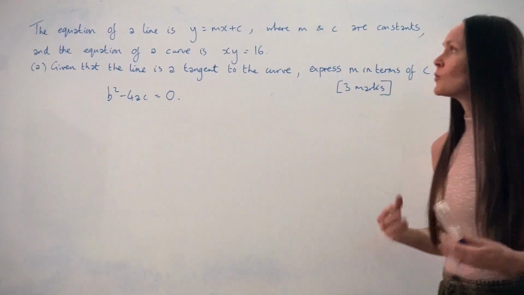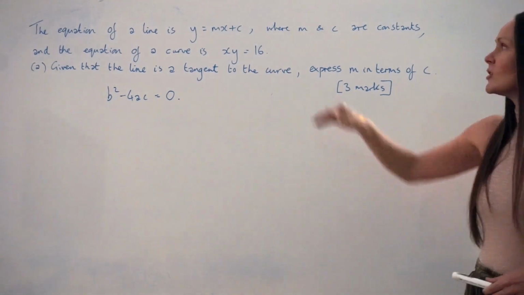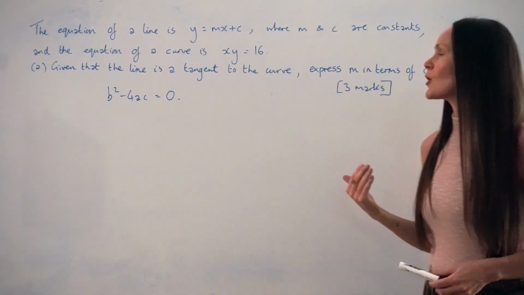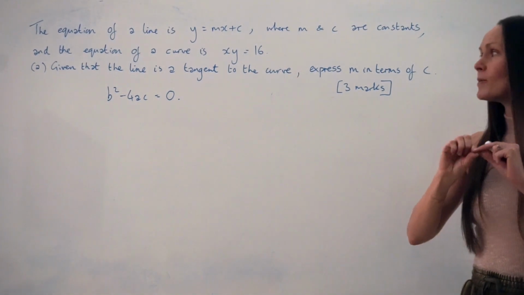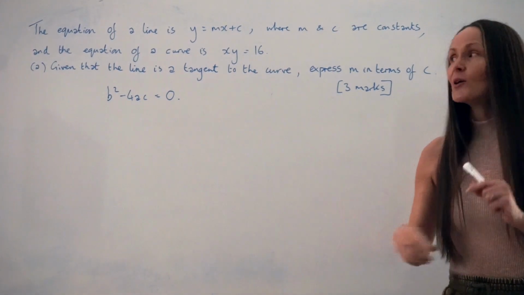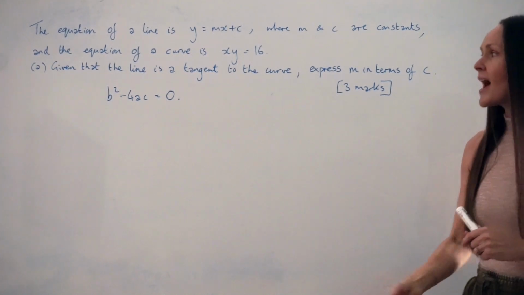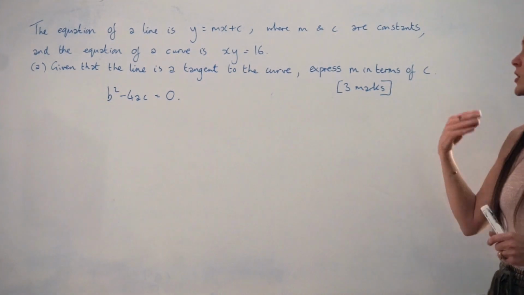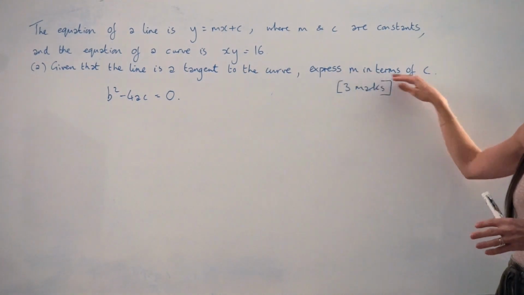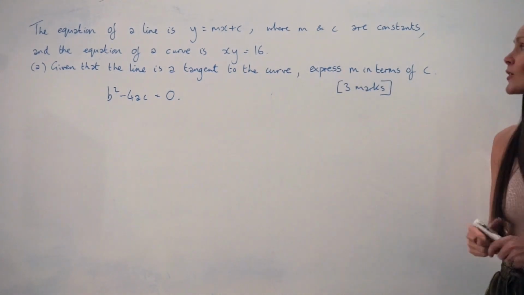Okay, so if we're trying to work out that point of intersection of the straight line and the curve, we need to solve the simultaneous equations. And when we form that first equation, from there, we can calculate the discriminant. And then if we put it equal to 0, we form an equation that we can hopefully rearrange to express m in terms of c. So let's have a go.